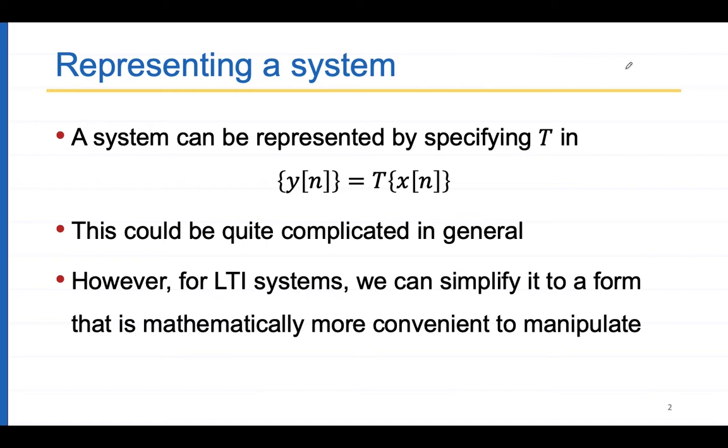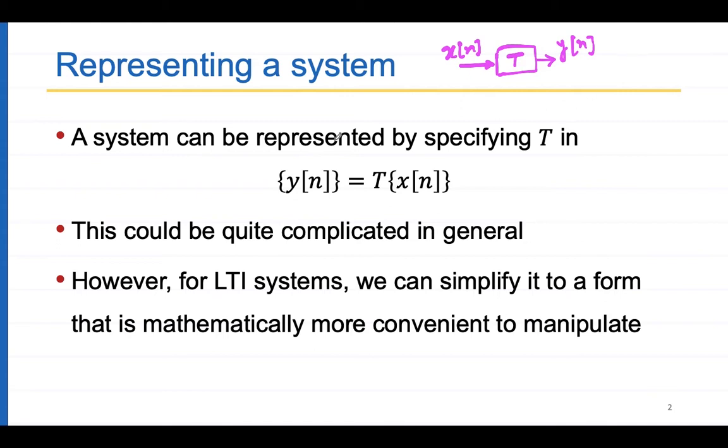So representing a system. What's a system? We all know we have an input sequence xn, which I can pass to my system, let's say F or T. There's a slight change of notation here. Instead of F, I'm using T just to be consistent with the Oppenheim book's notation. No other reason. And I get some output yn.